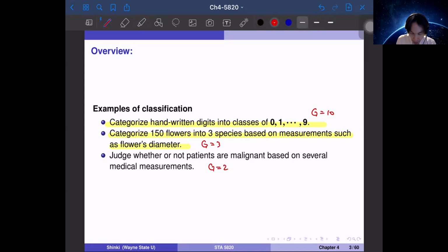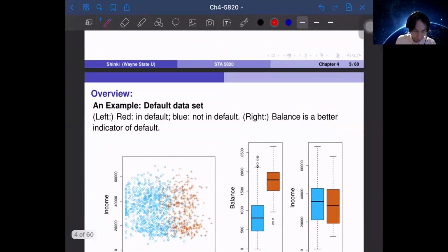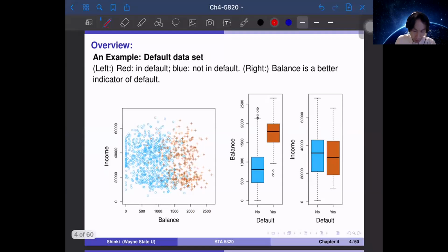And the last one, only 2 classes. Judge whether or not patients are malignant based on several medical measurements. So malignant and benign, we only have 2 categories. So here 3 species, and this is malignant and benign, so we only have 2 classes. And in the first one, we have 10 classes. So this is an example of a categorization problem with G is equal to 2 groups.